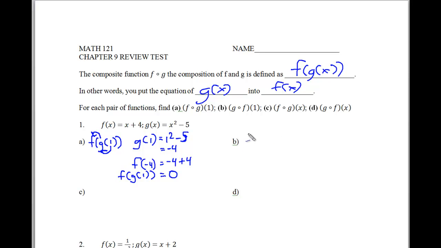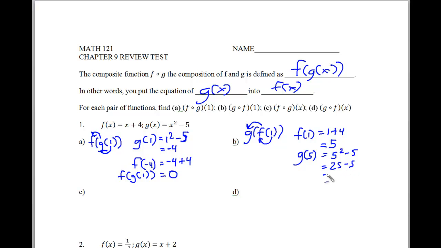Now, letter B is going to do g of f of 1. So we're going to take our 1 and plug it in for my f, and then plug that into g. So I look at my equation right there. f of 1 is going to be 1 plus 4, and 1 plus 4 is equal to 5. Then I take that 5 and plug it into my g. So my g of 5 is going to be 5 squared minus 5, or 25 minus 5, which is going to be 20.